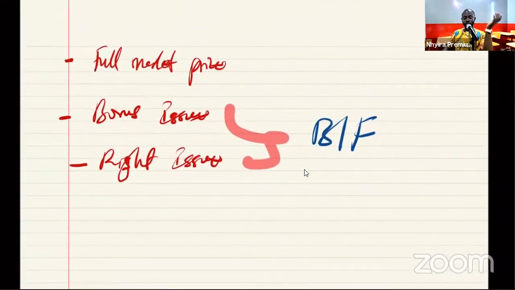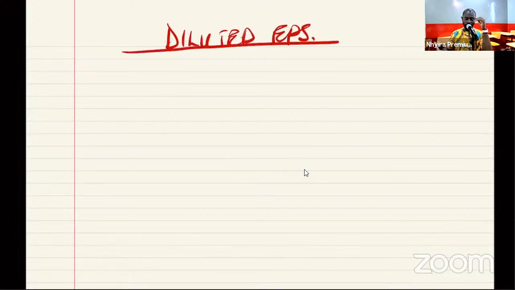So that's it about the basic earnings per share. Very sweet, simple, straight to the point. So let's move on to the next thing, and that is going to be the diluted earnings per share.